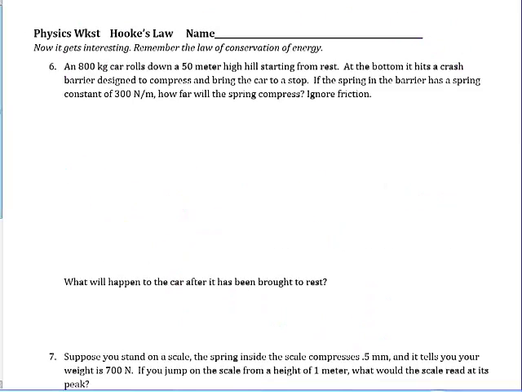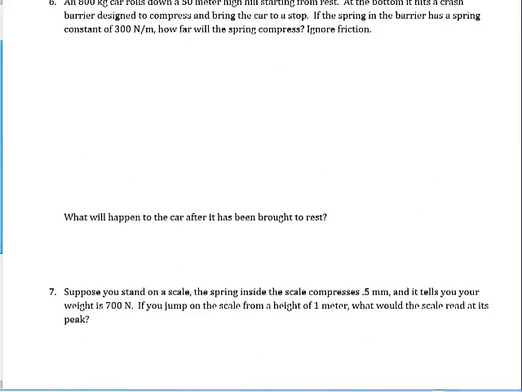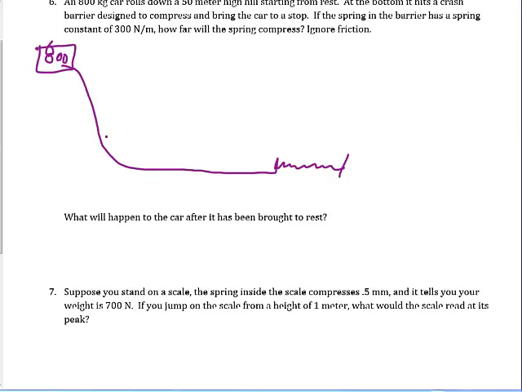Alright, this is an energy conservation problem. This one is a little bit more intense, but not bad. An 800 kilogram car rolls down a 50-meter high hill starting at rest. Okay, and it hits a spring at the bottom. That's right, and it squishes the spring. So up here I have an 800 kilogram car, and it rolls down the incline and hits here. If the spring has a spring constant of 300 newtons per meter, so k equals 300 newtons per meter, how far will the spring compress?